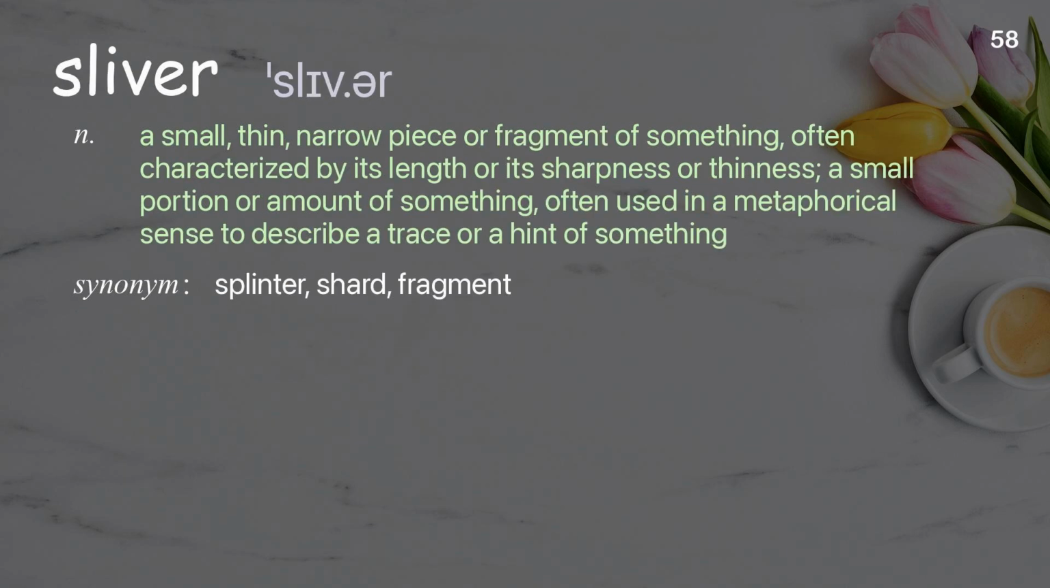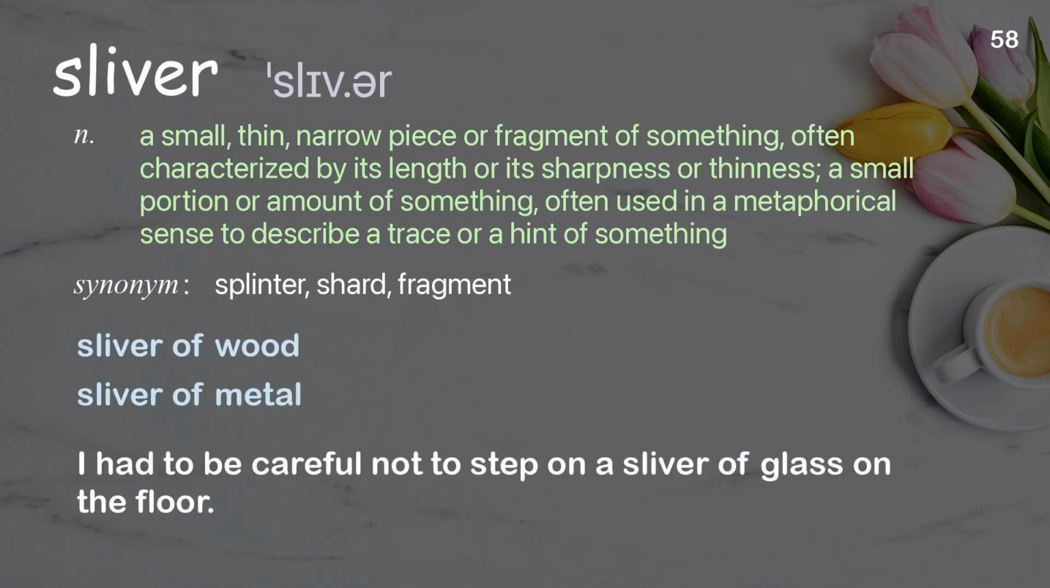Sliver. A small, thin, narrow piece or fragment of something, often characterized by its length or its sharpness or thinness, a small portion or amount of something, often used in a metaphorical sense to describe a trace or a hint of something. Examples: sliver of wood. Sliver of metal. I had to be careful not to step on a sliver of glass on the floor.